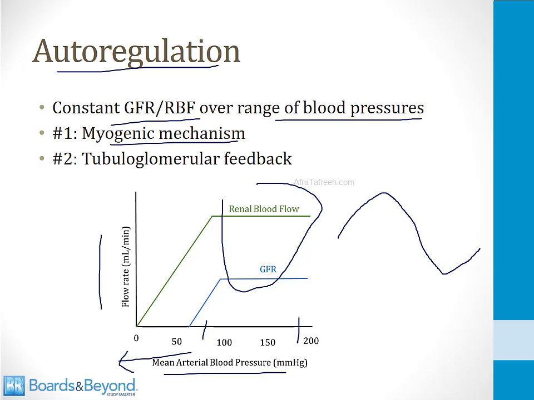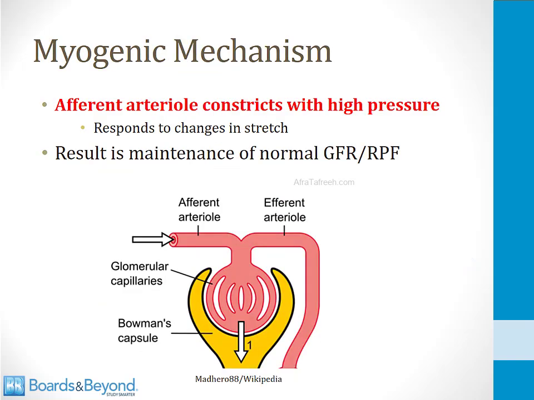There are two major mechanisms by which the kidneys autoregulate their blood flow and the GFR. Those are called the myogenic mechanism and tubuloglomerular feedback. The myogenic mechanism refers to the ability of the afferent arteriole to constrict in response to high blood pressure. This arteriole responds to changes in stretch, and when the pressure goes up, the arteriole gets stretched and it responds with vasoconstriction.